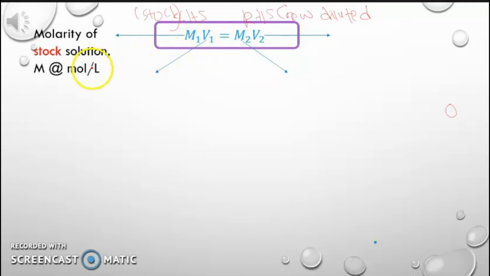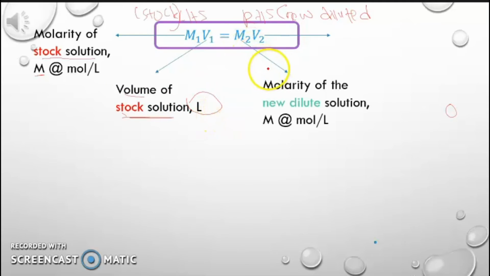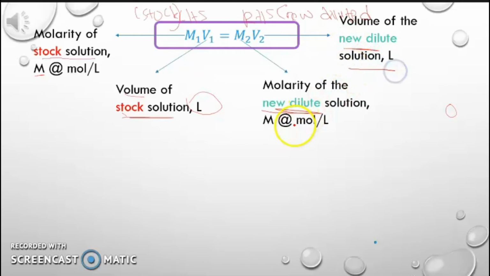Okay. M1 refers to the molarity of the stock solution. So your unit can be molar, M, or mole per liter. V1 is for the volume of the stock solution, and you use the unit liter. M2, the same as M1, is the molarity, but the difference is it is for the molarity of the new diluted solution. V2, of course, is the volume of the new diluted solution.